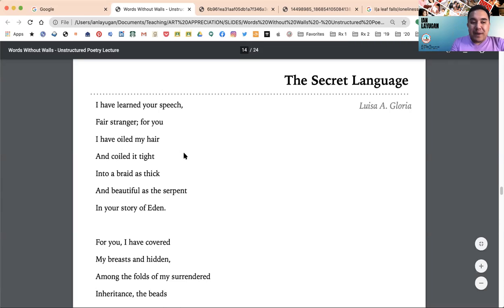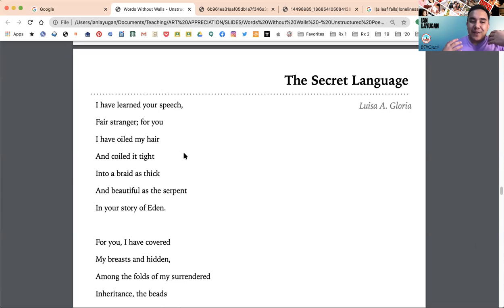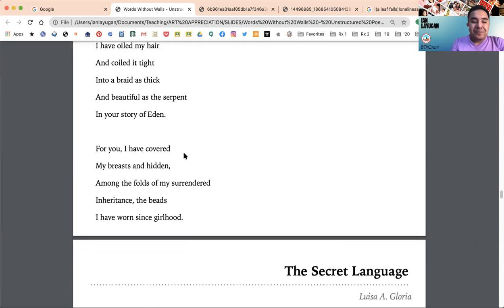"For you, I have oiled my hair." So nag-ayos ako, nagpaganda ako. "I have oiled my hair and coiled it tight into a braid as thick and beautiful as the serpent in your story of Eden." So whoever is the person that she's addressing here in the poem, that person is the one who taught him or her, whoever the persona is, about Catholicism because of the story of Eden.